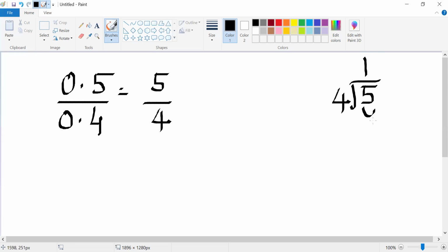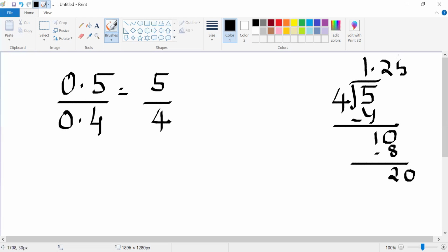1 4 is 4. Remainder 1. Now add 1 zero here. Put a decimal point there. Now 2 4s are 8. Remainder 2. Again add 0. 5 4s are 20. So we got the answer as 1.25.